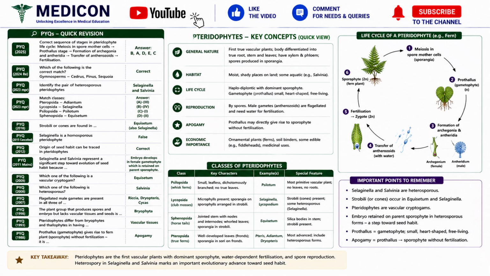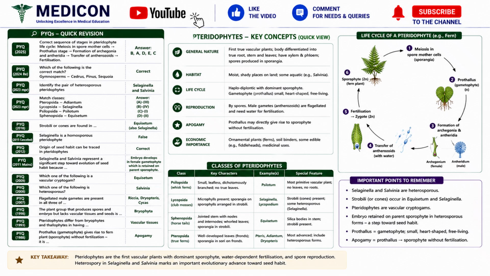Important points to remember are: Selaginella and Salvinia are heterosporous. Strobili or cones occur in Equisetum and Selaginella. Pteridophytes are vascular cryptogams. The embryo is retained on the parent sporophyte in heterosporous forms, a step towards the seed habit. The prothallus is the gametophyte, small, heart-shaped and free-living. Apogamy is the prothallus giving rise to a sporophyte without fertilization.